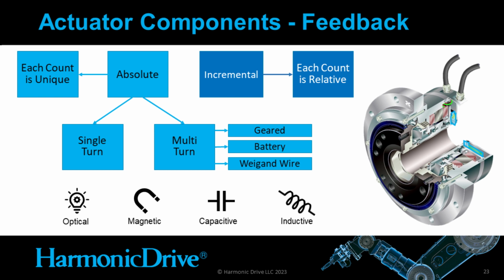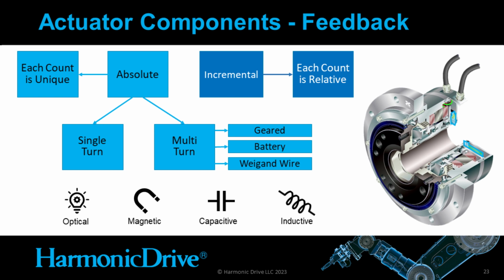For multi-turn encoders, there's a few ways to actually get the multi-turn capability. One of them is by using a geared component inside of the encoder that keeps track of multiple turns using a gear ratio. You can also use a battery that stores multi-turn data through power loss. So when you turn your system off and back on, the battery keeps your multi-turn data intact. And a newer solution that has been becoming more popular is Wiegand wire, which is an energy harvesting technology that can be used to passively count multi-turn revolutions.